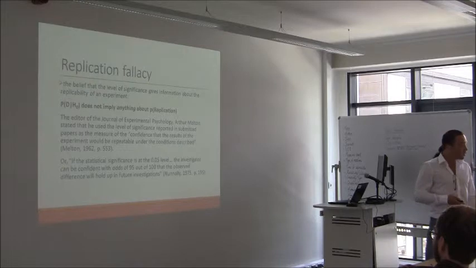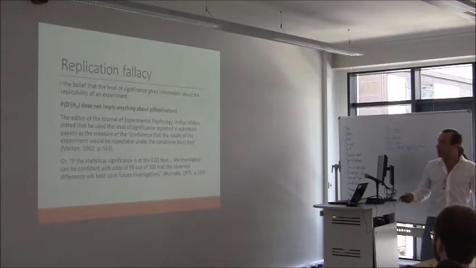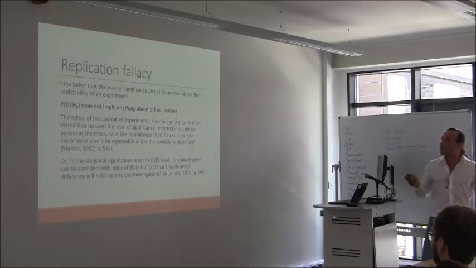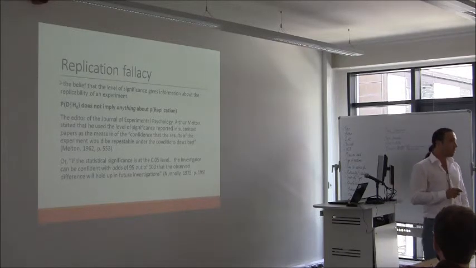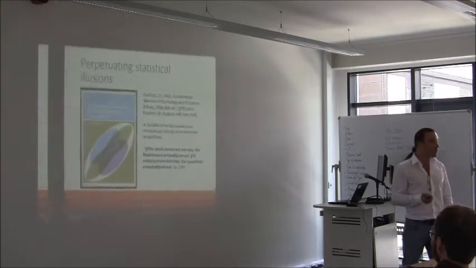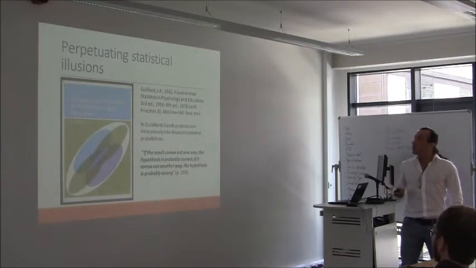And even worse, textbooks which teach that stuff to students get it wrong as well. For example, Nunnally says, if the statistical significance is at the 0.05 level, the investigator can be confident with odds of 95 out of 100 that the observed difference will hold up in future investigations. So even in textbooks, you find these illusions, which is quite disturbing from my point of view. So these are perpetuating statistical illusions.